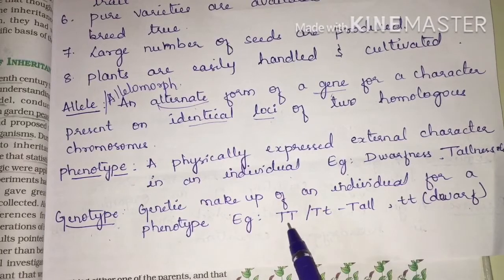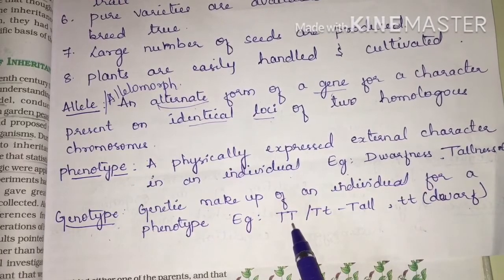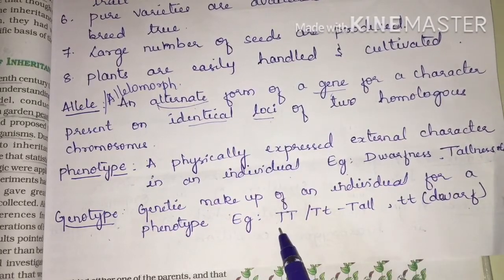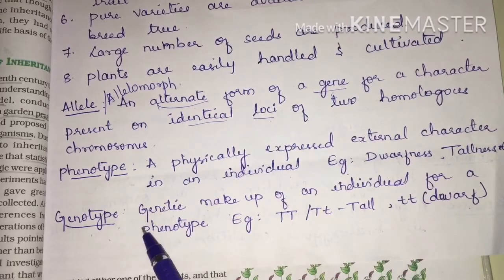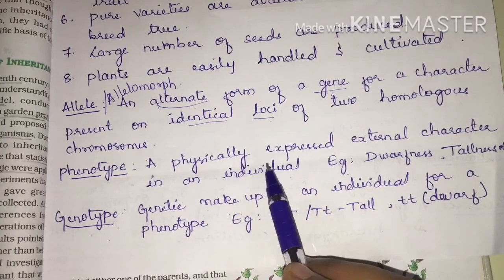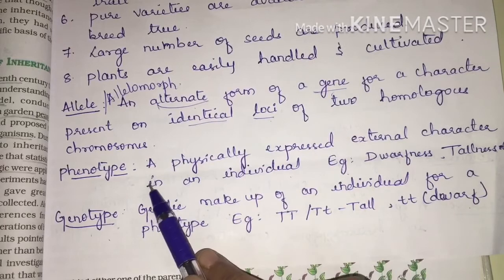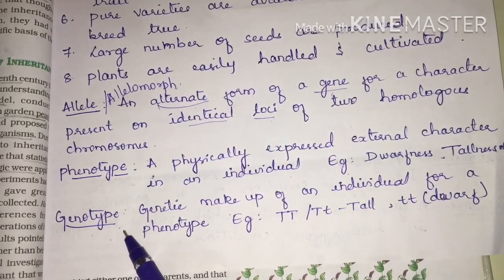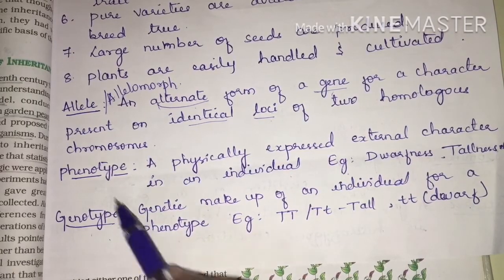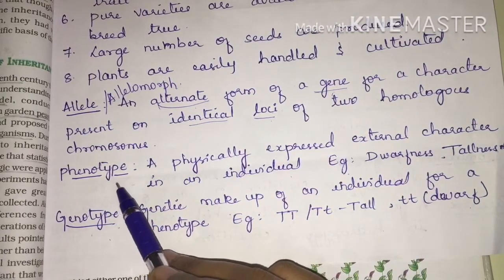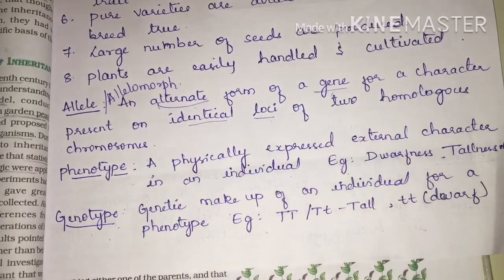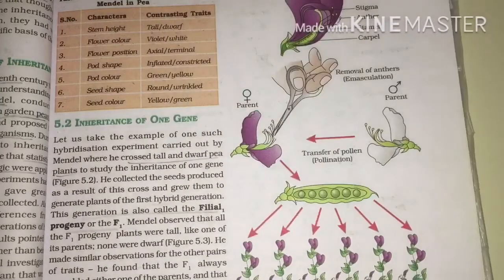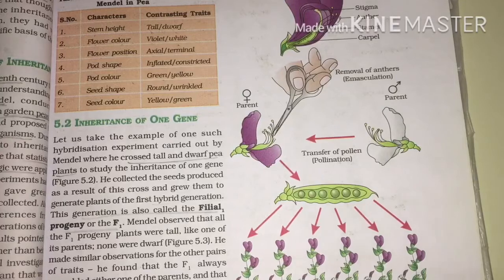Like for tall, we are using capital T, capital T. This is the gene responsible for tall. If you are talking about a gene, genotype. If you are saying about its feature, that is tall, then it is phenotype. If you are giving the genes, genotype. If you are talking about physically expressed characters, morphological features, then we call it phenotype. Very important these are. Some other terms are also there.